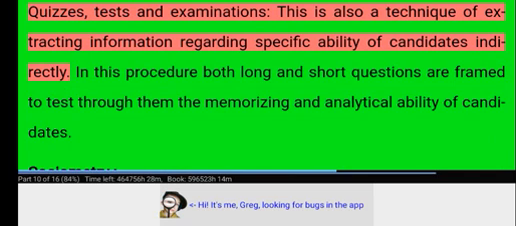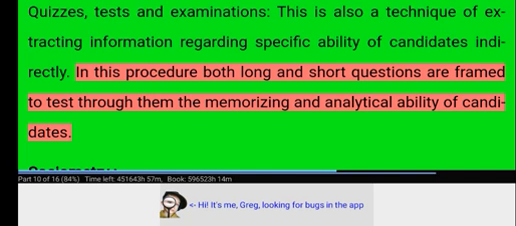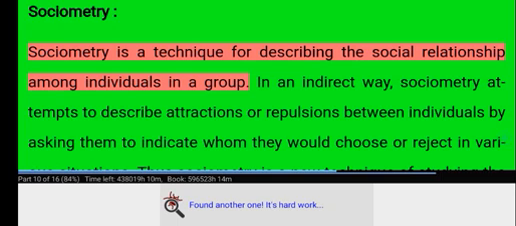Quizzes, tests and examinations. This is also a technique of extracting information regarding specific ability of candidates indirectly. In this procedure both long and short questions are framed to test through them the memorizing and analytical ability of candidates. Sociometry. Sociometry is a technique for describing the social relationship among individuals in a group.